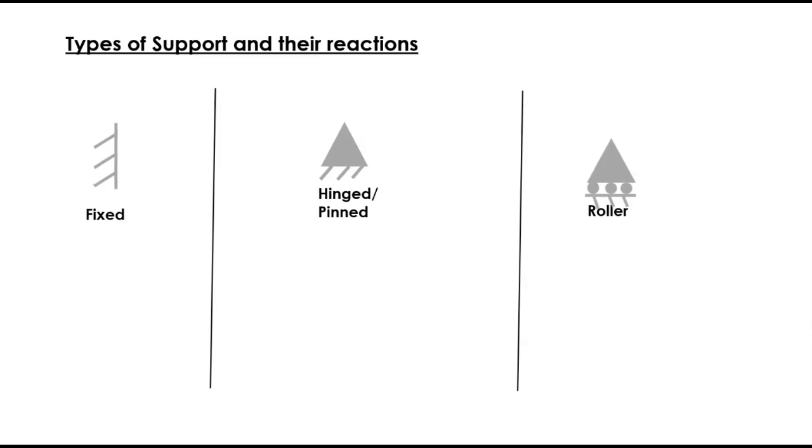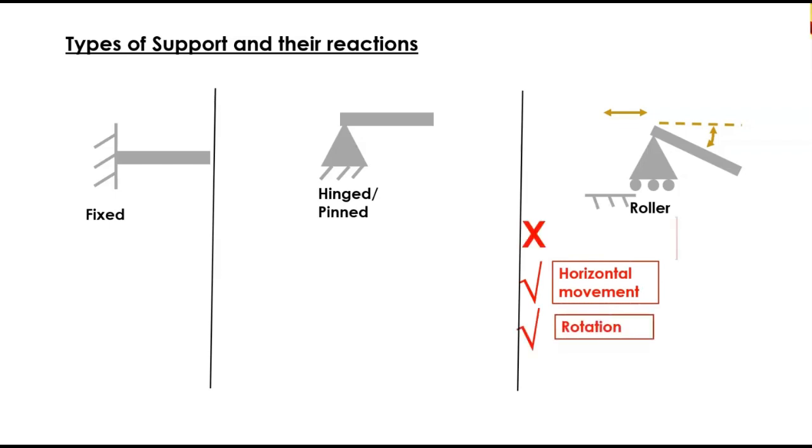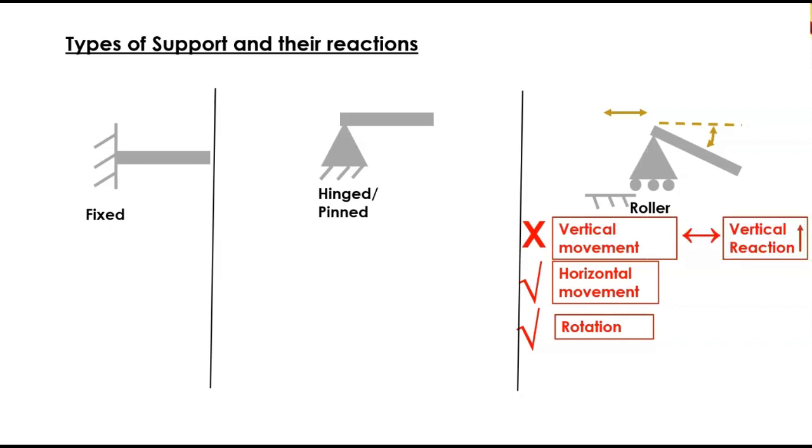Now let's look at the roller support, which is provided at the rightmost end. We assume the ends of the beams at each of the supports. Now what will happen to these beams at each of the supports? If you look at the roller support, you can see there is horizontal movement and rotation. But the vertical movement is not possible. So that will appear as vertical reaction. The roller support has only vertical reaction.